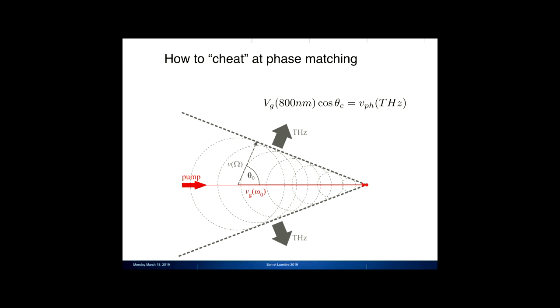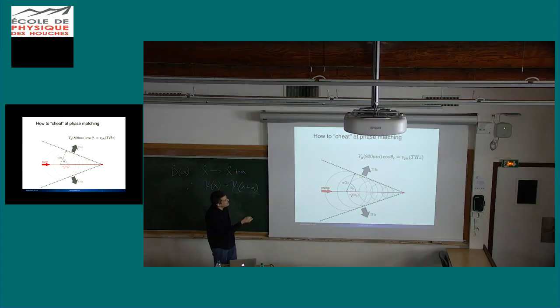And then you can estimate the angle of this cone, this theta c, that's also related to this angle here. The cosine of that is the ratio of the phase velocity to the group velocity.